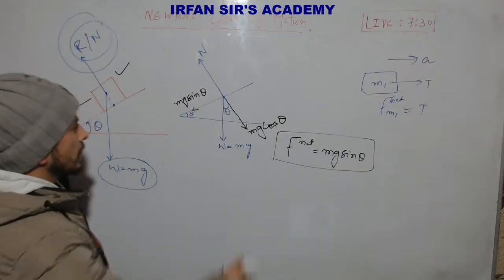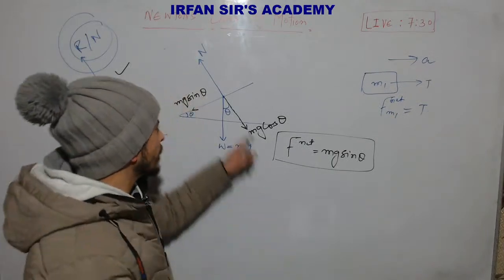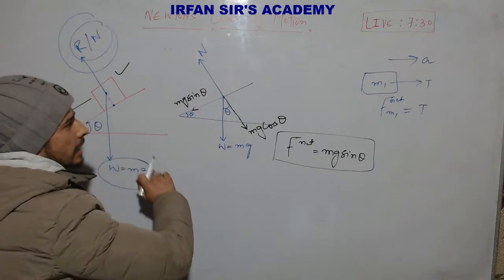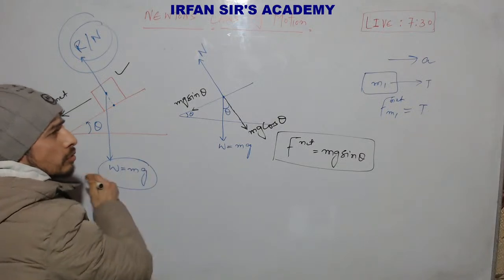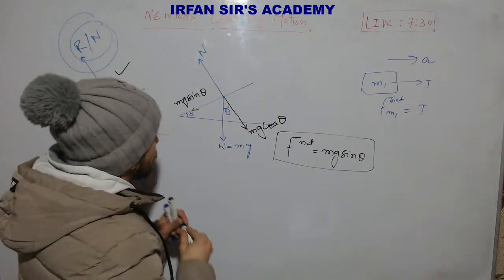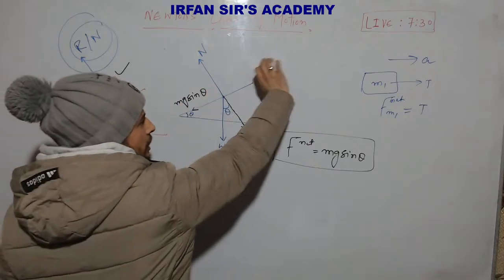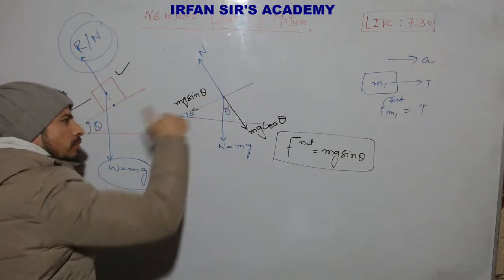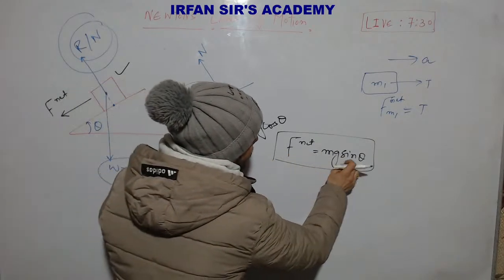Why, sir? Because in the vertical direction there is no acceleration. The body is not going in the vertical direction. The body is only going along the inclined plane. Either it will go up the inclined plane, or it will go down the inclined plane. But the thing is, there is no friction. The only force which can restrict this body is friction, but there is no friction. This is a frictionless, or smooth, surface. The net force is also in that direction, that is F net equals mg sine theta.